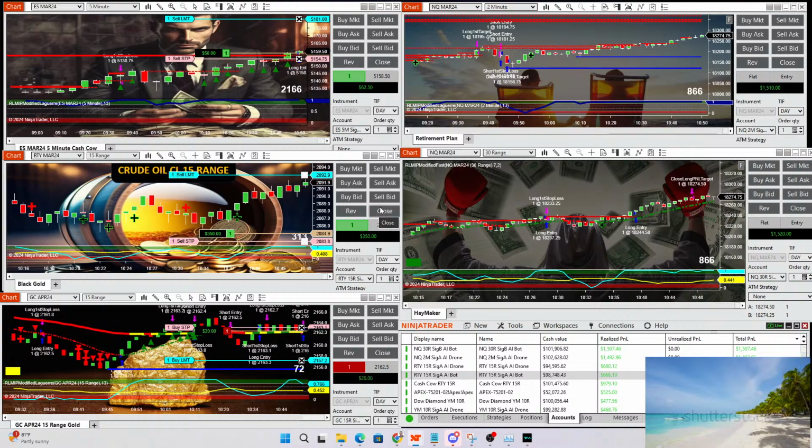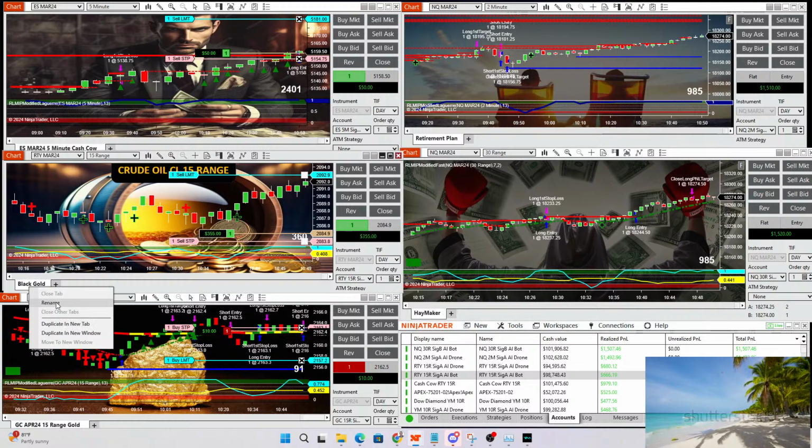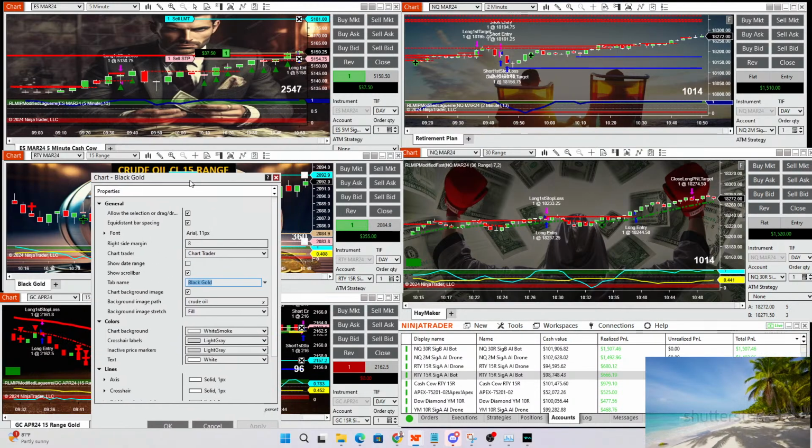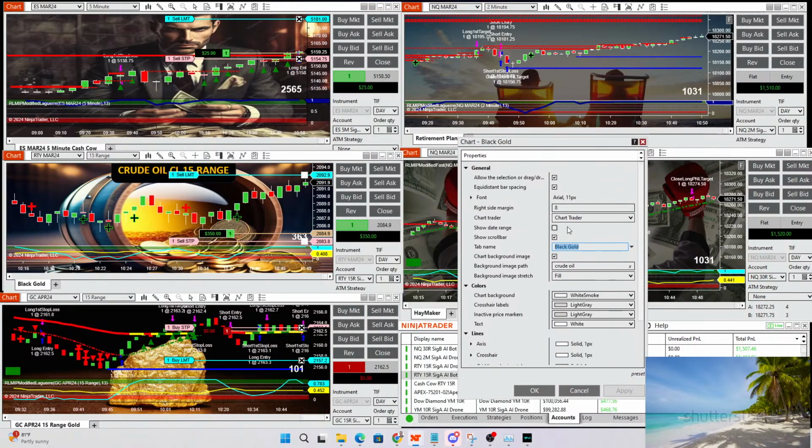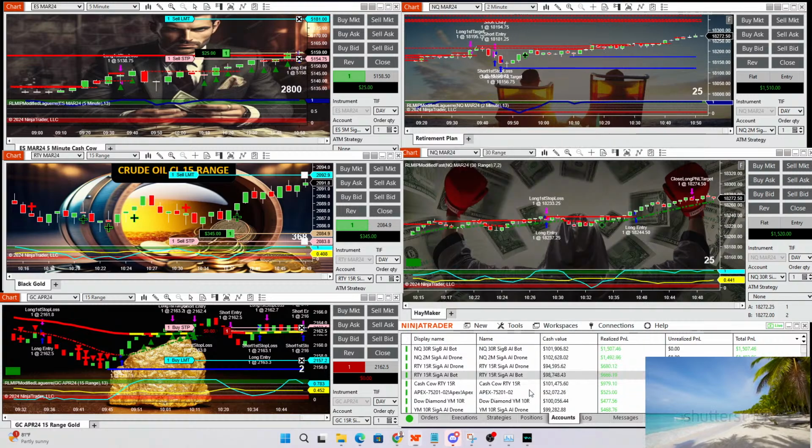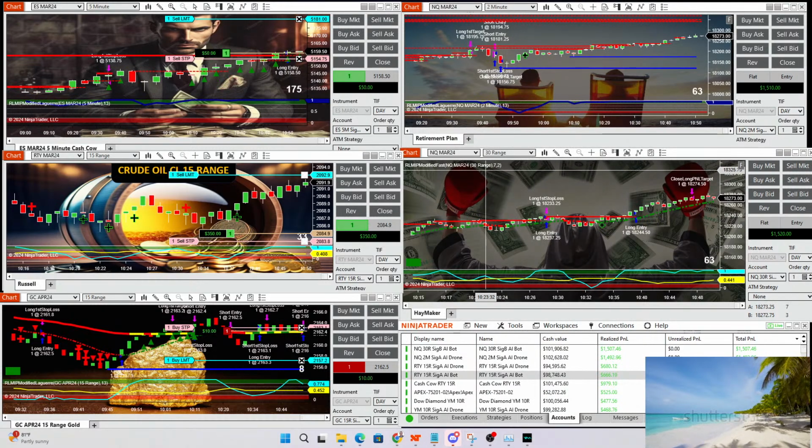And we're still in that Russell trade. You can see it's trying to get to our profit target. So a beautiful trade on that haymaker. Woo! Man, is that a beauty.